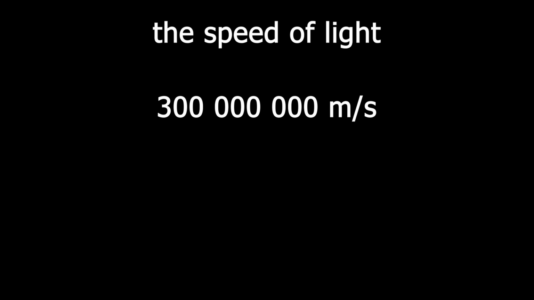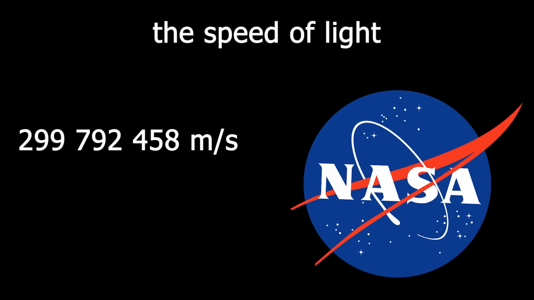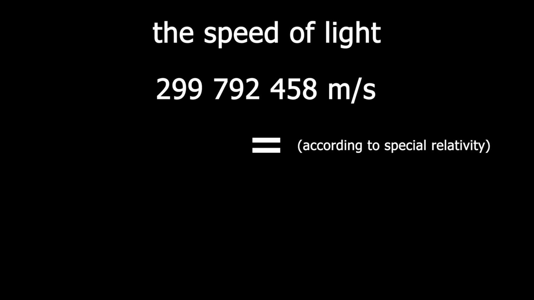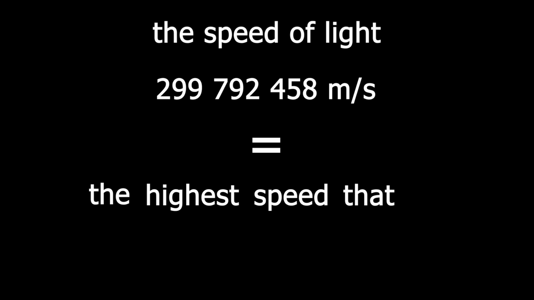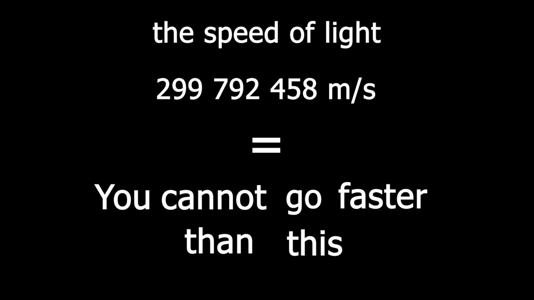The speed of light is a physical constant of 300 million meters a second. The speed, it's actually 299,792,458 meters a second. Right, anyway, the speed of light is, according to special relativity, the highest speed that matter, energy and information can travel. This means that no matter how hard you try, with our current understanding of physics, you cannot go faster than this.